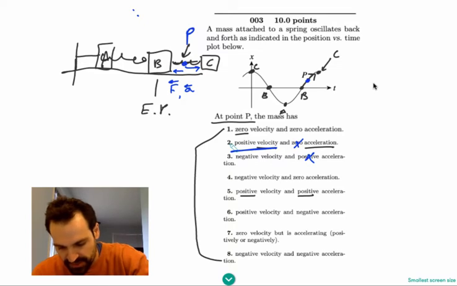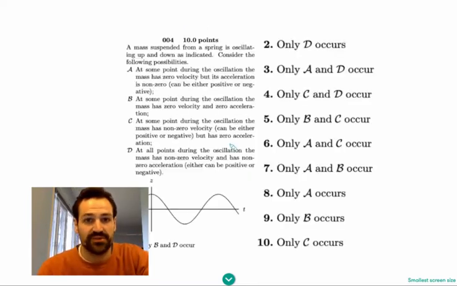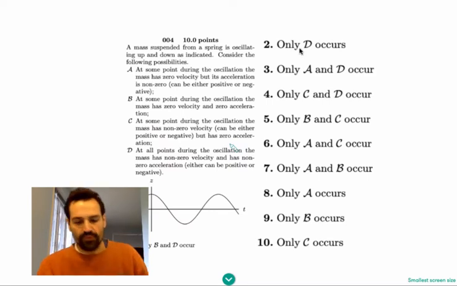There's negative acceleration and positive velocity. So the answer should be 6. Positive velocity and negative acceleration. Number 4.